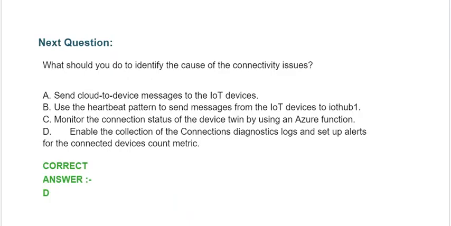Next question is, what should you do to identify the cause of the connectivity issues? And the options are Option A, send cloud-to-device messages to the IoT devices. Option B, use the heartbeat pattern to send messages from the IoT devices to IoT Hub 1. Option C, monitor the connection status of the device twin by using an Azure function. Option D, enable the collection of the connections diagnostics logs and set up alerts for the connected devices count metric.